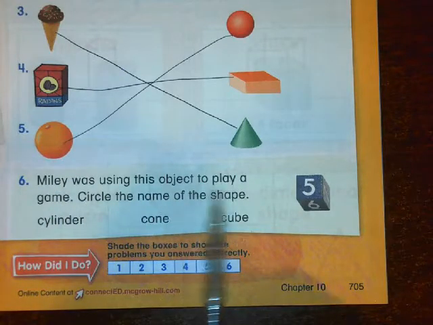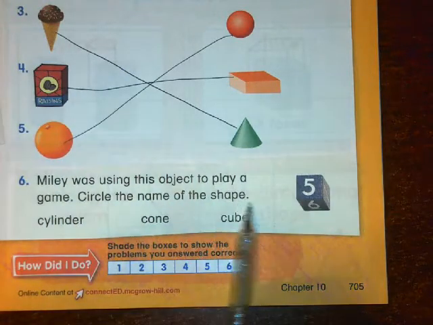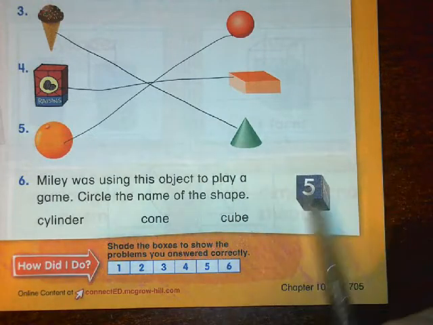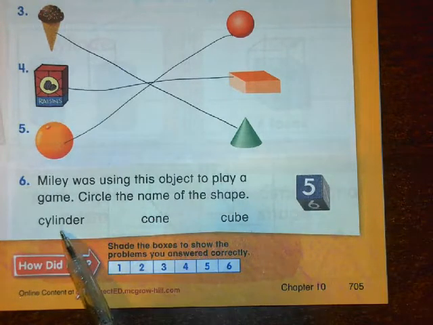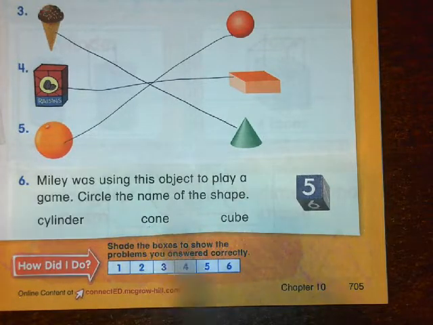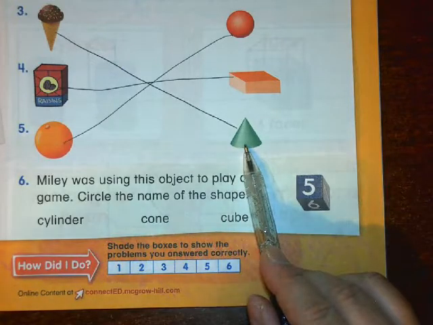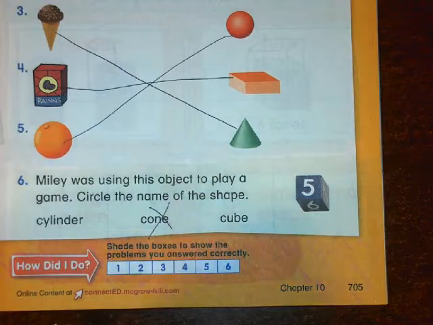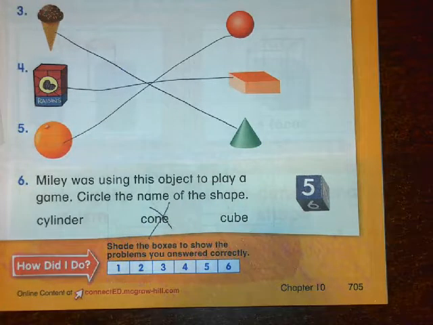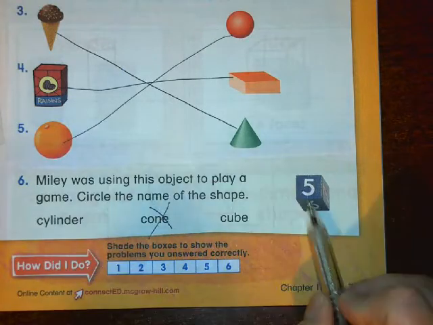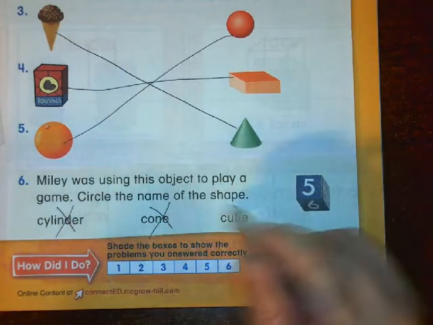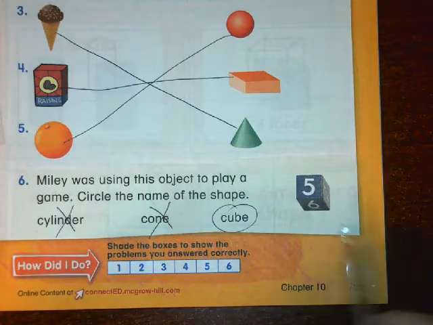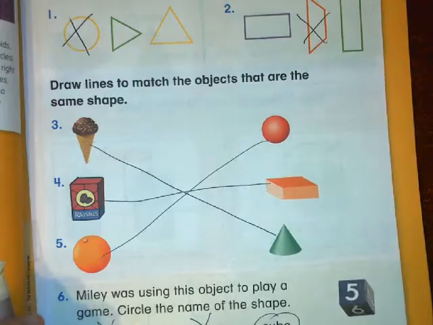Miley was using this object to play a game. Circle the name of the shape. So what do you think this dice, what kind of shape is it? Is it a cylinder, a cone, or a cube? Well, earlier I said this was a cone, so it can't be cone. A cylinder is a shape like a can of green peas. It does not look like a can. So, cube is the answer. It is a cube. Okay, when you're finished, turn the page.